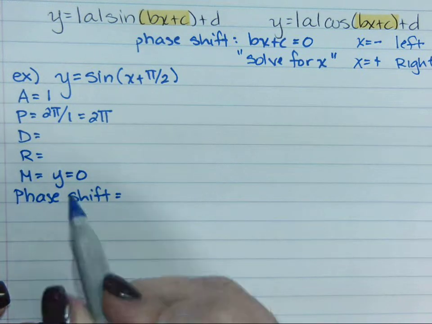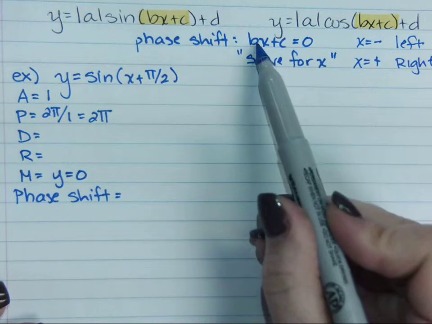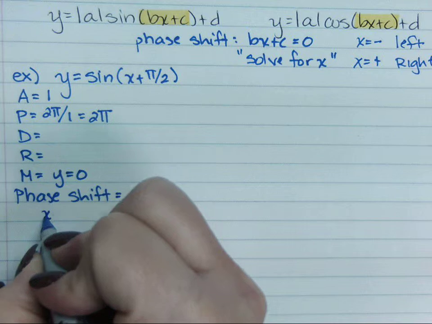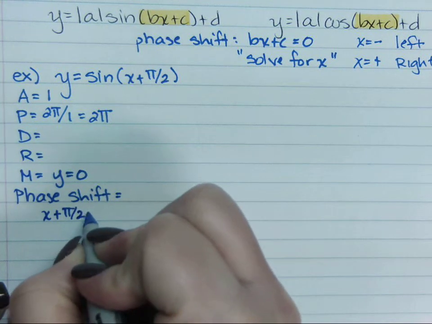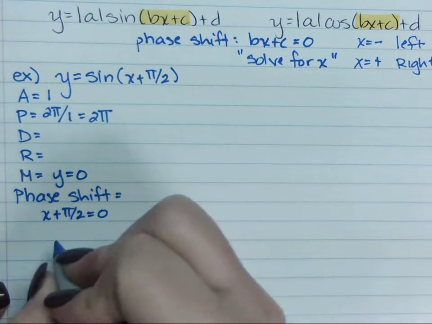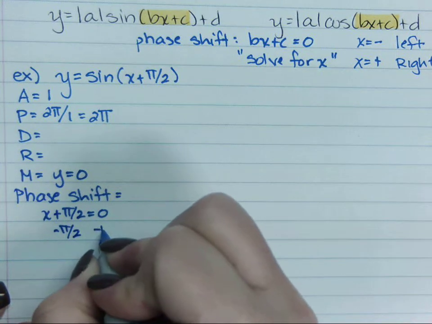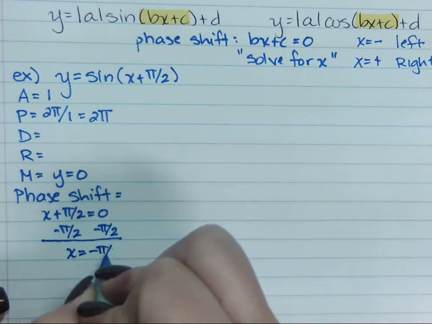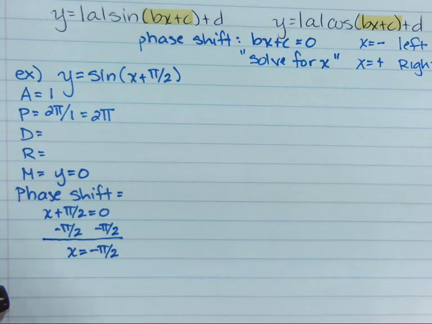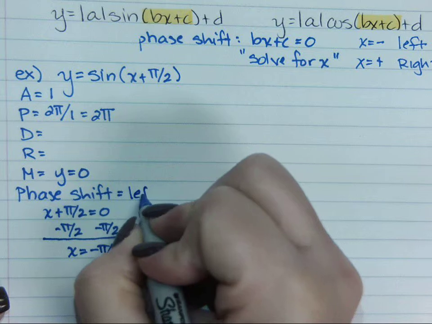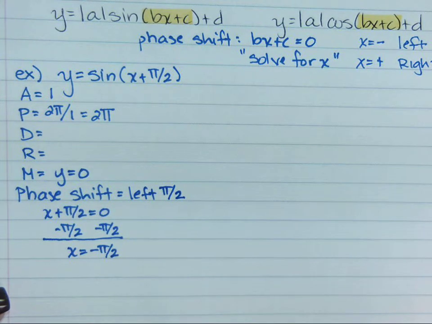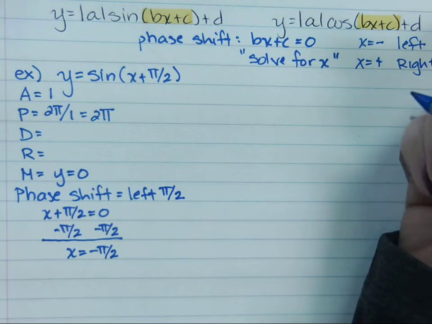And so to find my actual phase shift, I need to go through this process of taking the bx plus c and solving for x. So if I take x plus pi over 2 and set it equal to 0, I'm going to subtract off that pi over 2 and move it to the other side. And I get that x equals negative pi over 2. And what that means is that my phase shift means I'm moving all of my x coordinates to the left by an increment of pi over 2.